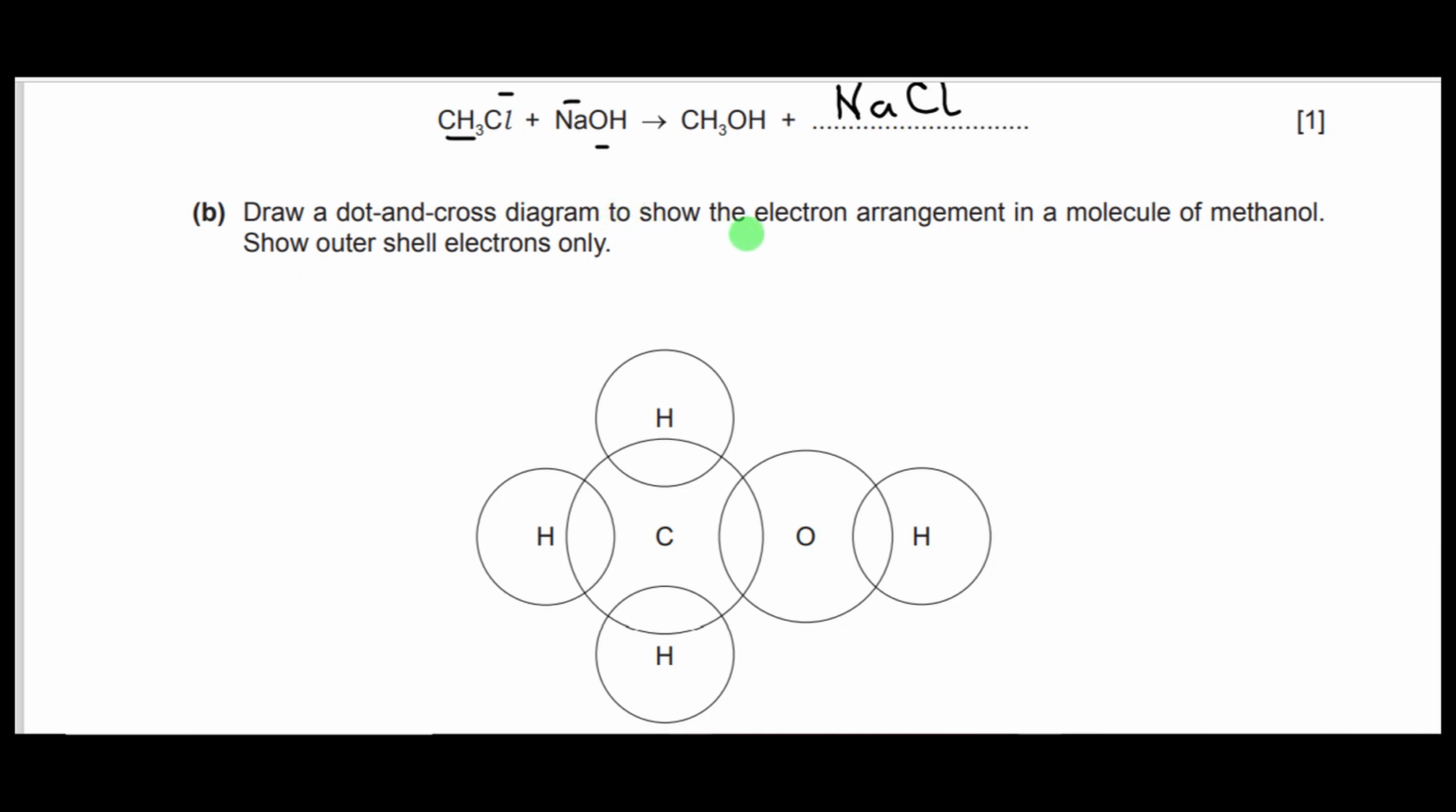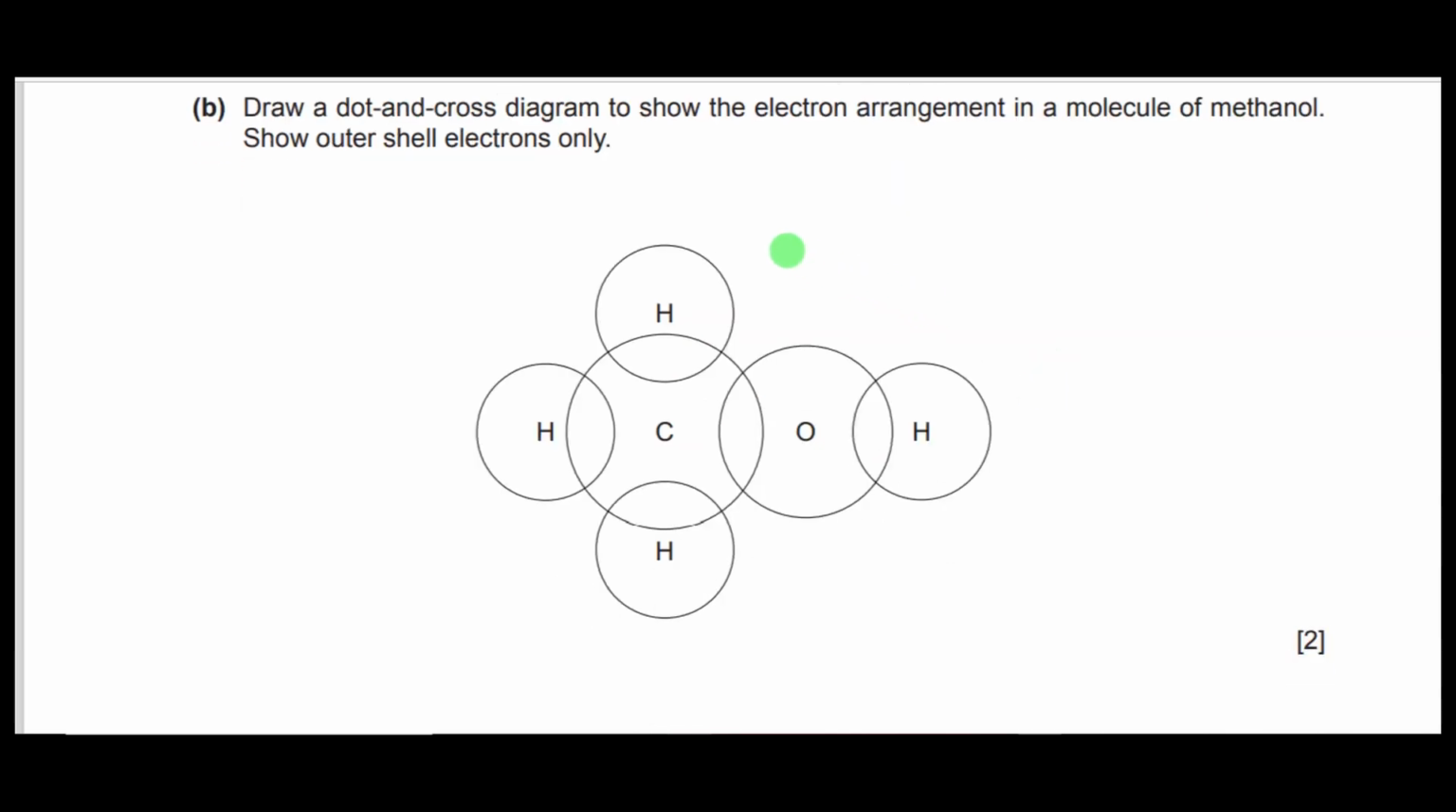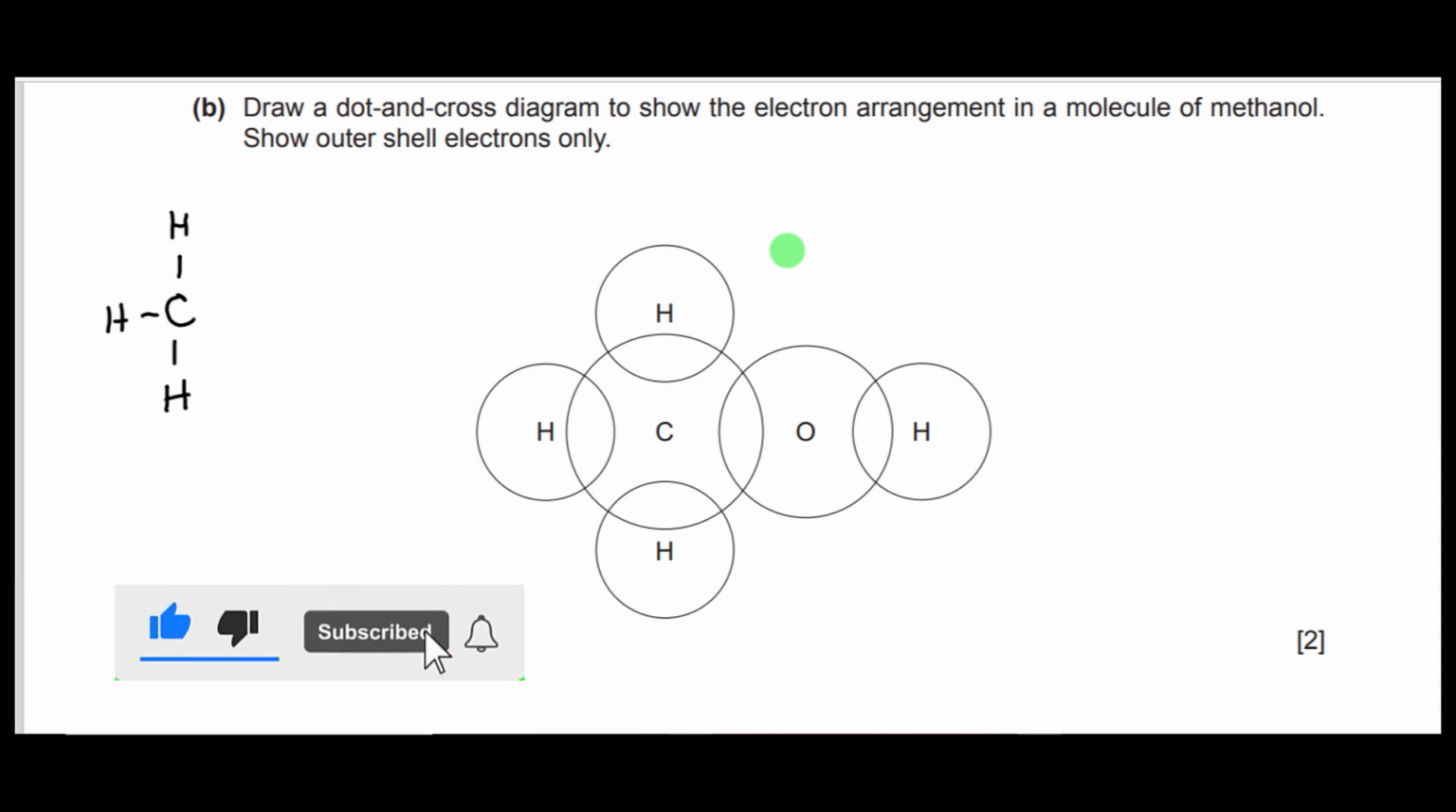Draw a dot and cross diagram to show the electron arrangement in a molecule of methanol. Show outer shells only. Fine. We are interested in outer shells. So before you can do this, let's draw out the structural formula of methanol using bonds. So you have C, there's only one carbon there, 1, 2, 3, right? CH3OH. So that O is between carbon and what? Hydrogen. Fine. Now, in this structure, you can see each single bond is made up of 2 electrons. That's a pair of what?